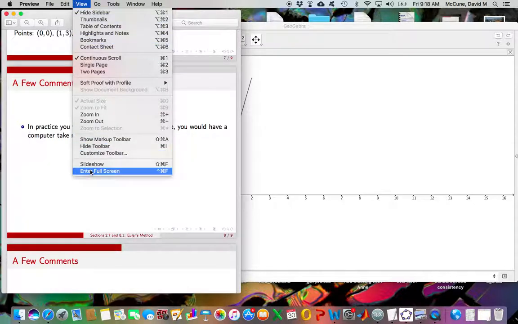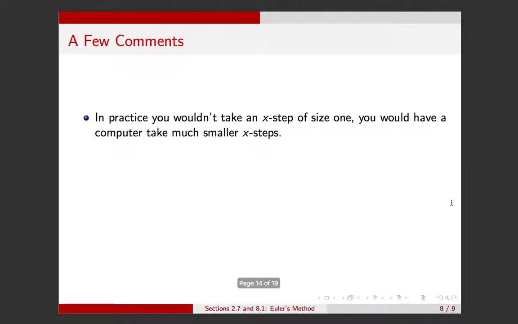Okay, so all that to say, we ourselves are not going to build an Euler's method calculator. We will use one of our own after this section. So in this section, you should do what I just did for the homework. But anyway, a computer uses much smaller x steps to give much better graphs, much more accurate graphs.